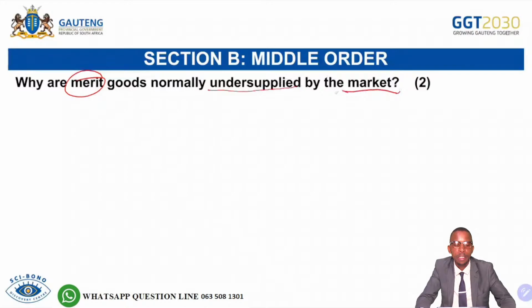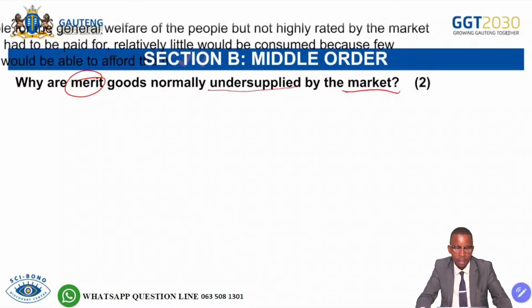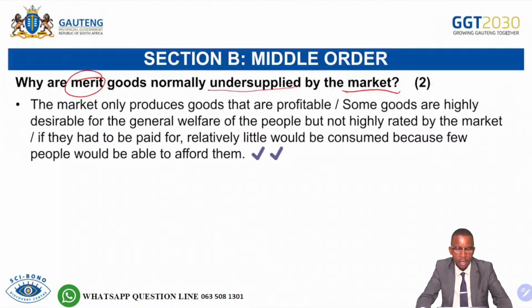Remember, as merit goods are in the market, they are indeed undersupplied by the market. Why? Because these goods are highly rated for the social welfare, but they are underrated by the market. People are not willing to pay for merit goods. That's why the state ends up intervening by providing them to the entire society. Then let's check. The market only produces goods that are profitable.